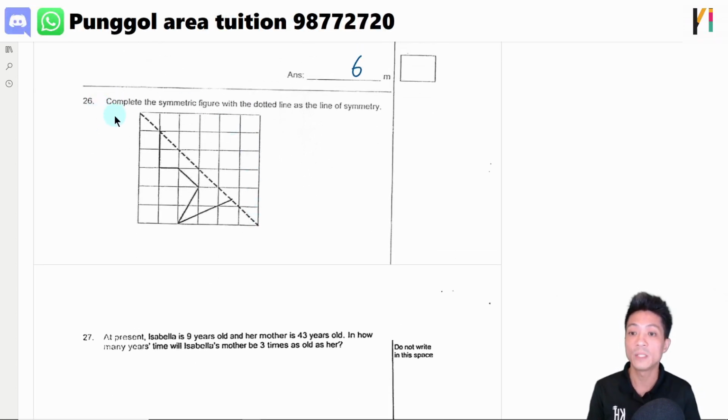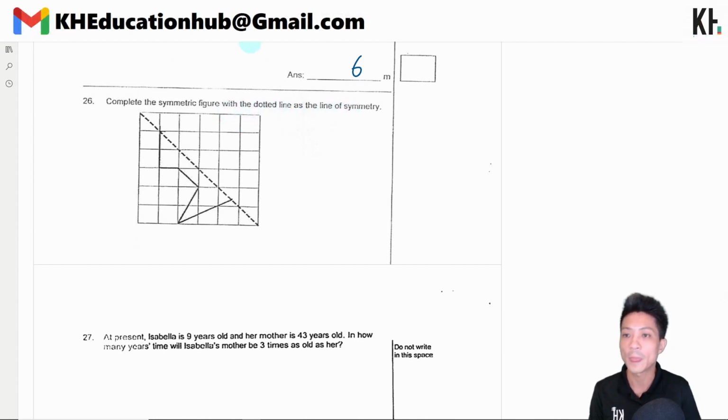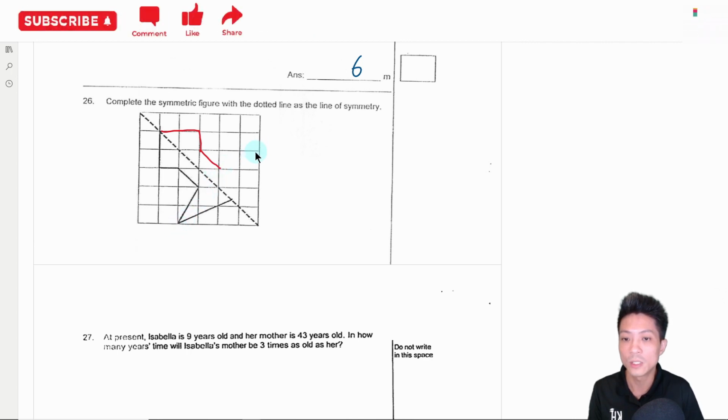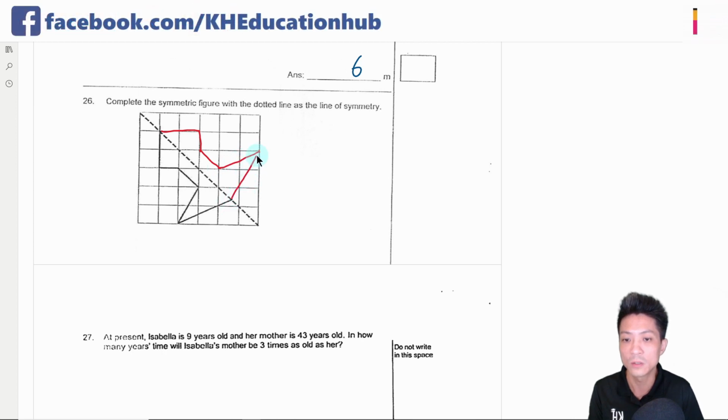Question 26. Complete the symmetric figure with the dotted line as the line of symmetry. Okay, so I'm going to try and draw it out because I can't use a ruler here, so you should be able to do a better job if this question is printed on a piece of paper. Okay, so I'm going to trace, the dot will be here. I'm going to try and join from here to here. And then the last step will be to join from here to here.